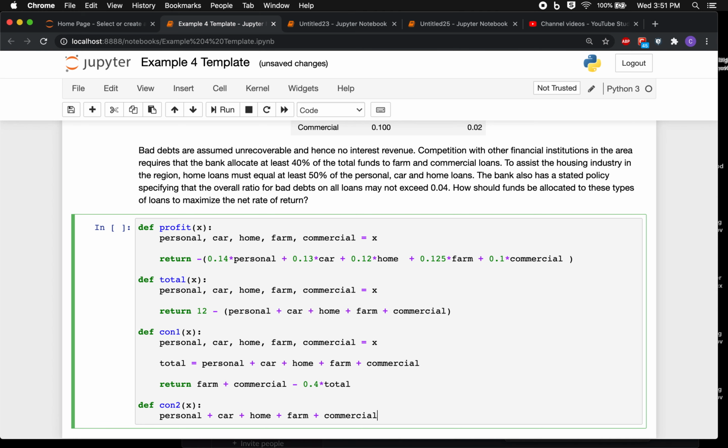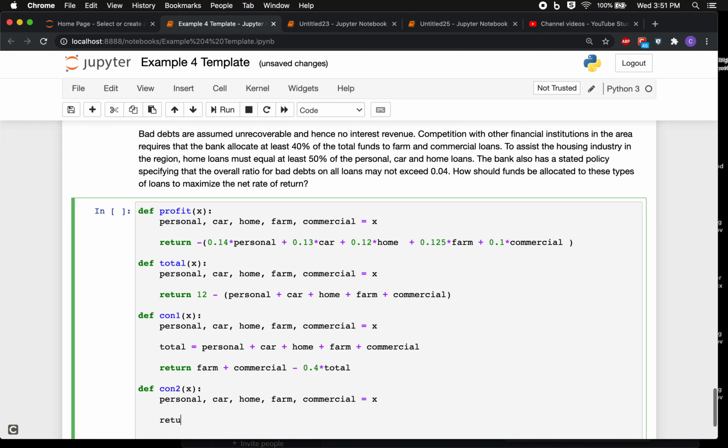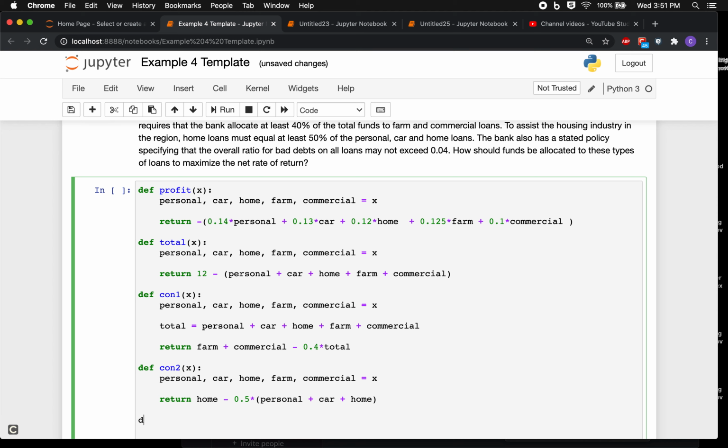And so again, we're going to unpack all these variables. Oops, unpacked the wrong thing. So let me come back up here and read this correctly. So here's our unpacking part. I'm saying that home loans must equal at least 50%, so home must be bigger than 0.5 times personal plus car plus home. And so that would be my second constraint. And that looks right. And then the last one is my bad debt.